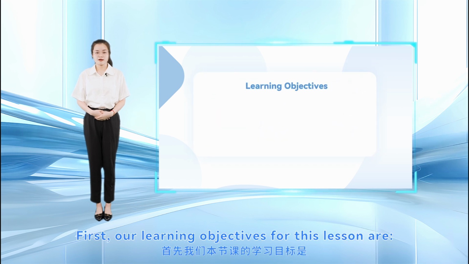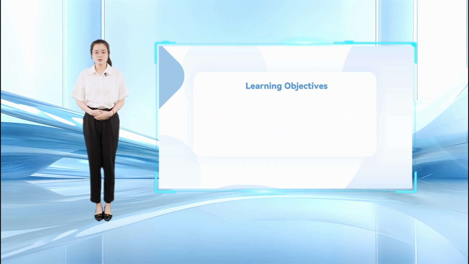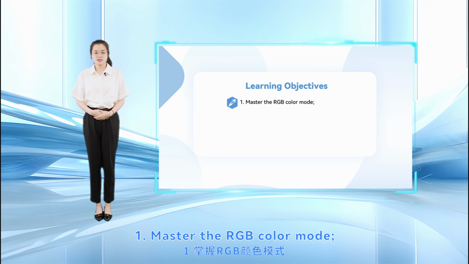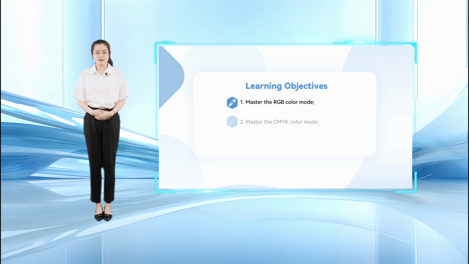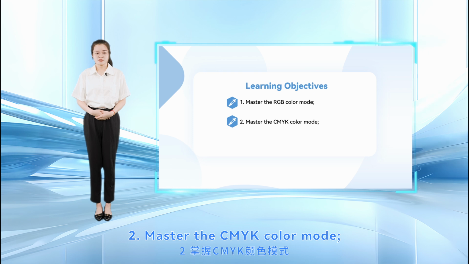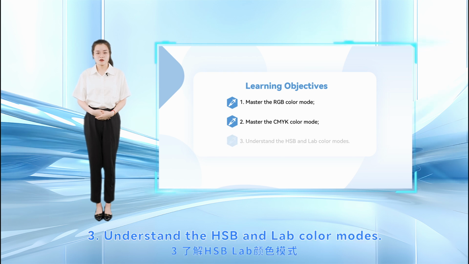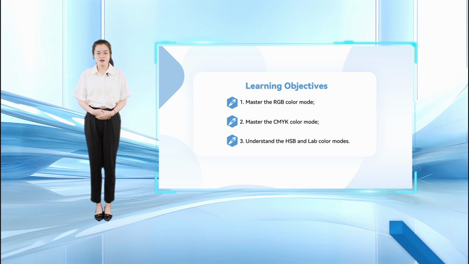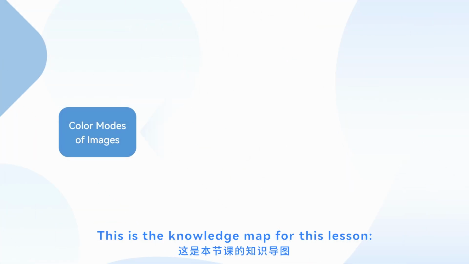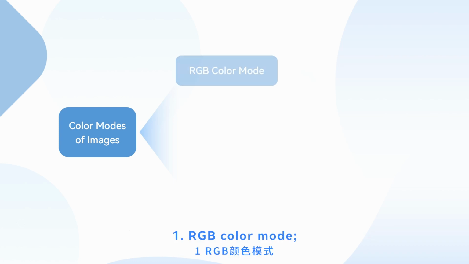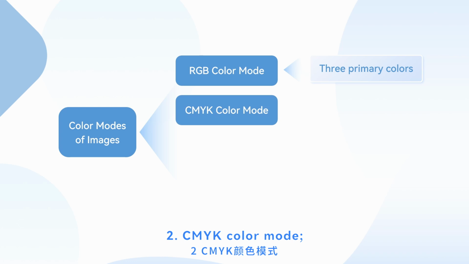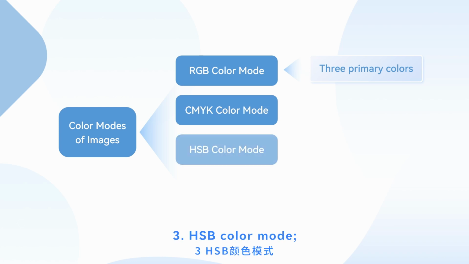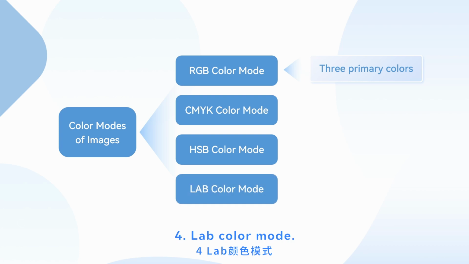First, our learning objectives for this lesson are: 1. Master the RGB color mode. 2. Master the CMYK color mode. 3. Understand the HSB and LAB color modes. This is the knowledge map for this lesson. 1. RGB color mode. 2. CMYK color mode. 3. HSB color mode. 4. LAB color mode.